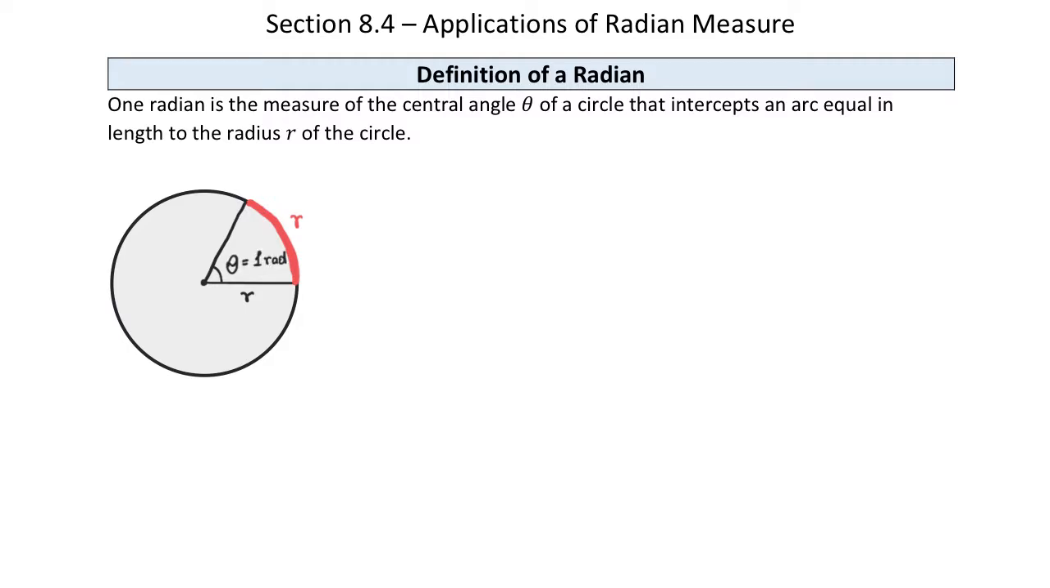So again, if the length of this arc is the same as the radius, then the angle formed here has the measure of 1 radian. 1 radian is approximately 57.3 degrees.